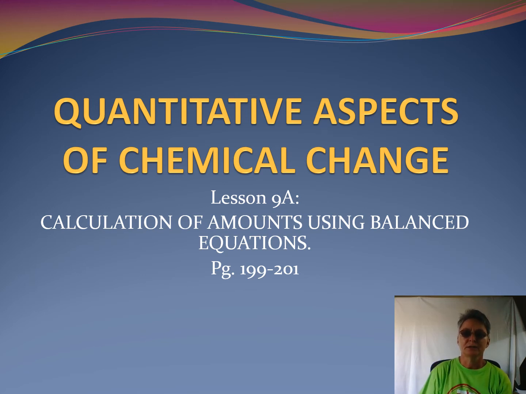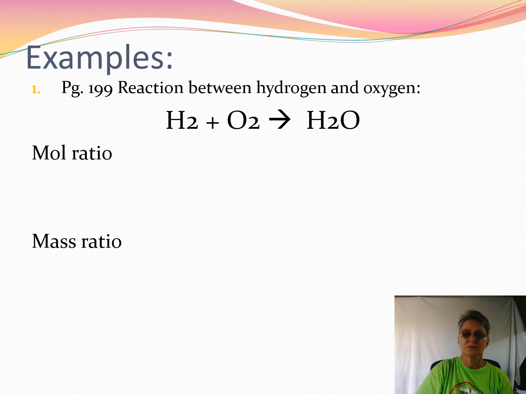Welcome back to Quantitative Aspects of Chemical Change, Lesson 9a, Calculations of Amounts Using Balanced Equations. In your textbooks you find this work on pages 199 to 201. First of all, I'm going to go through some basics.